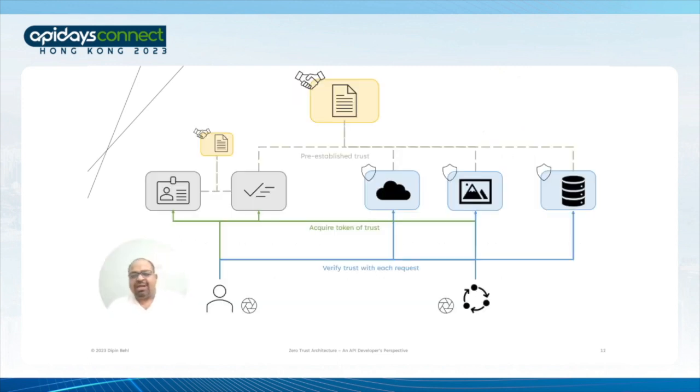Now let's take a look at the security workflow and how the trust has been established with an infographic. The client or the process presents its credentials to the participating identity server.